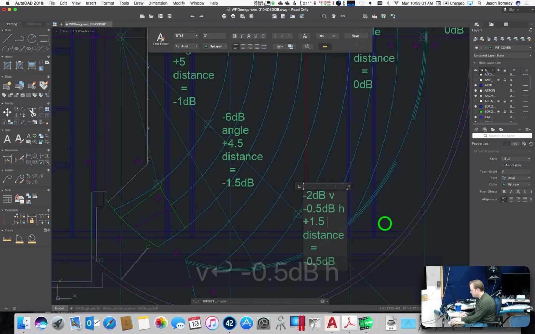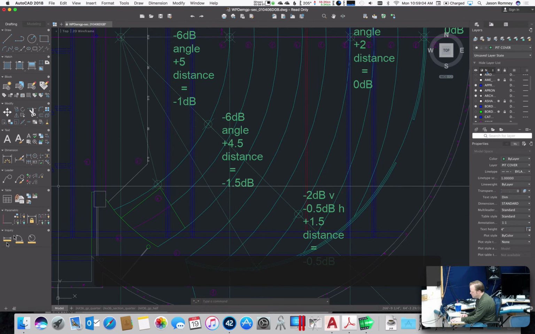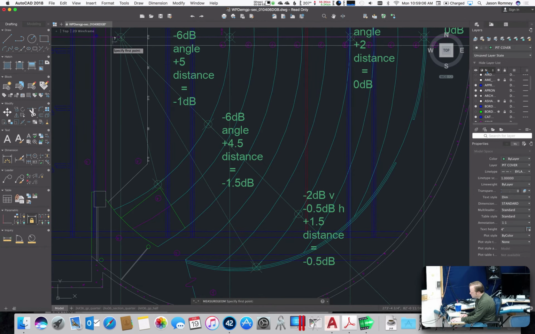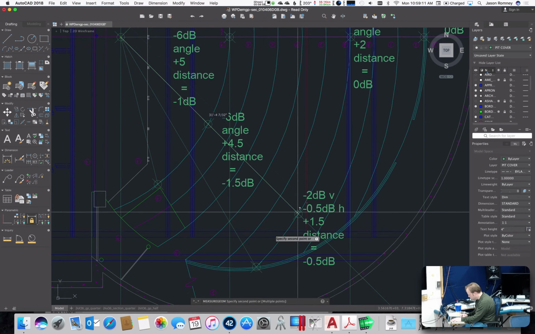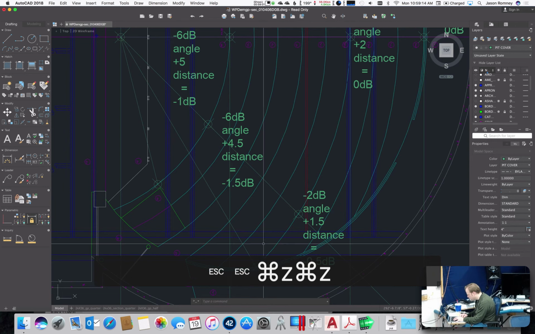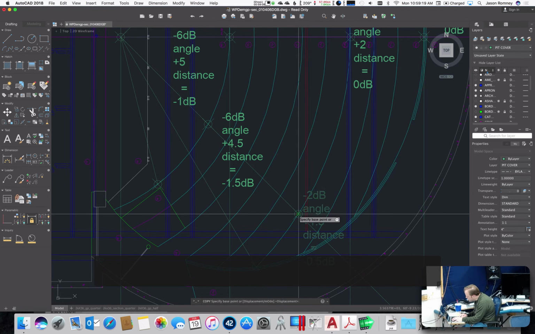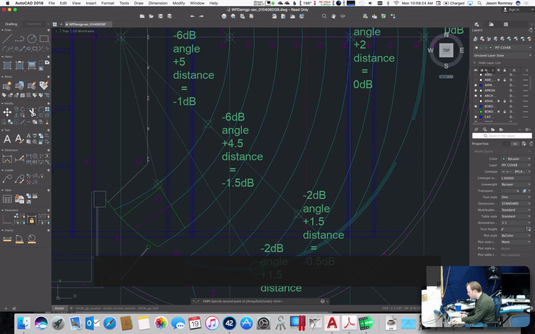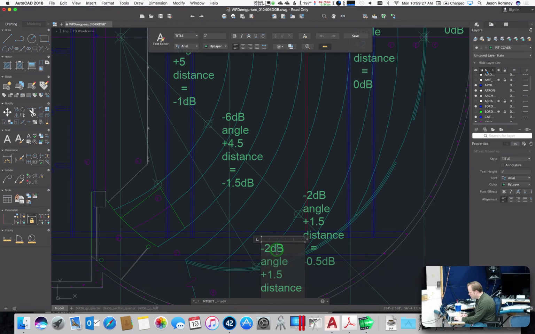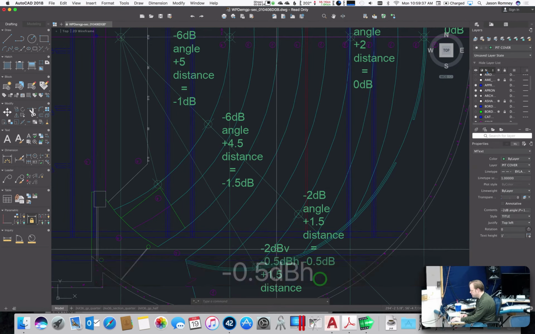What about distance? How far away am I? Well, let's see. Oh, wait a minute. Hang on. I changed the wrong thing. I need to copy this data over to here. Right? Okay, so I'm minus 2 dB for vertical and minus 0.5 dB horizontal. Okay, now what about distance?